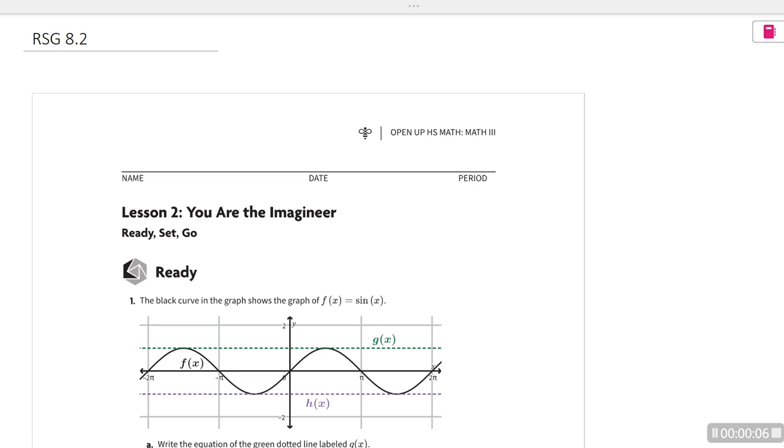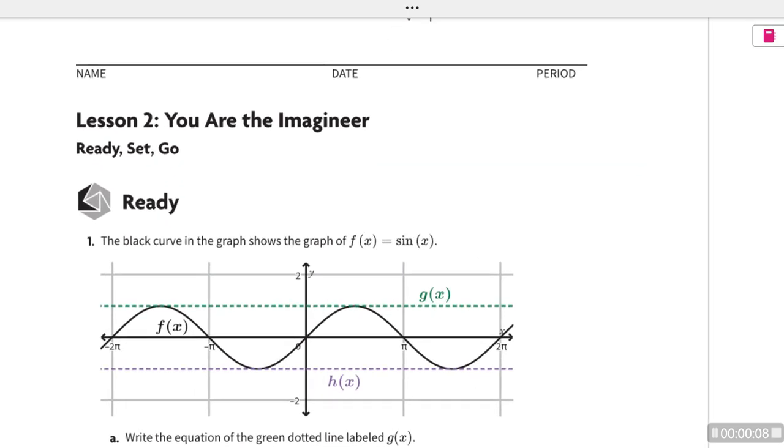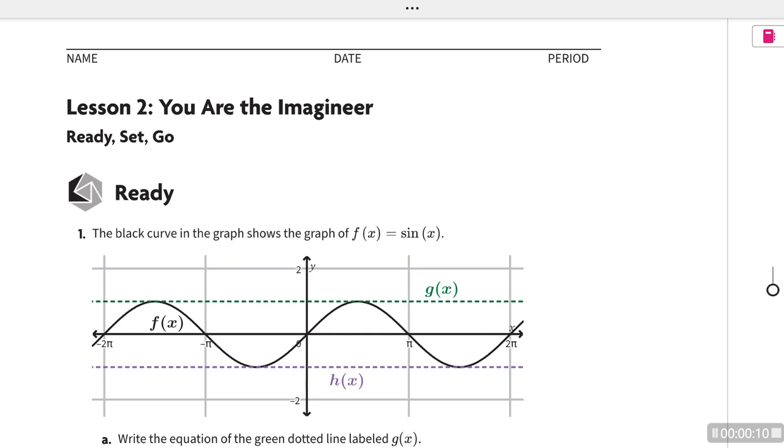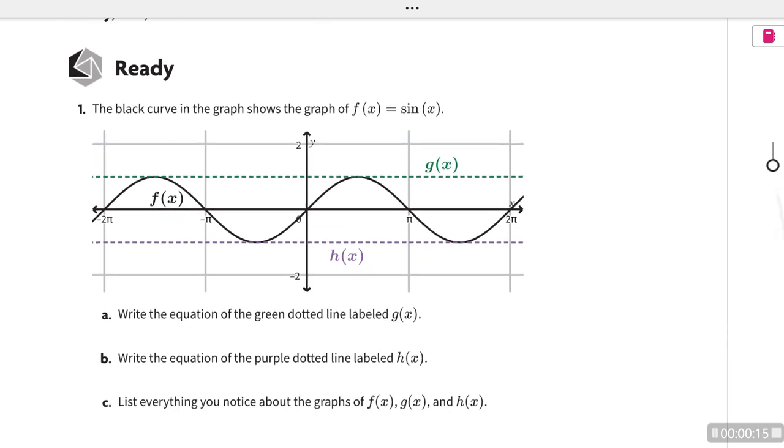You are the Imagineer. So we're going to start with this ready problem. The black curve in the graph shows the graph of f of x equals sine of x. And part A says write the equation for the green dotted line labeled g of x. So g of x, we see there's a 2 here. So that means g of x is equal to 1. It's a horizontal line. Write the equation of the purple dotted line. H of x, again, we see a -2, so we know our scale is counting by 1, so h of x, another horizontal line, is equal to -1.